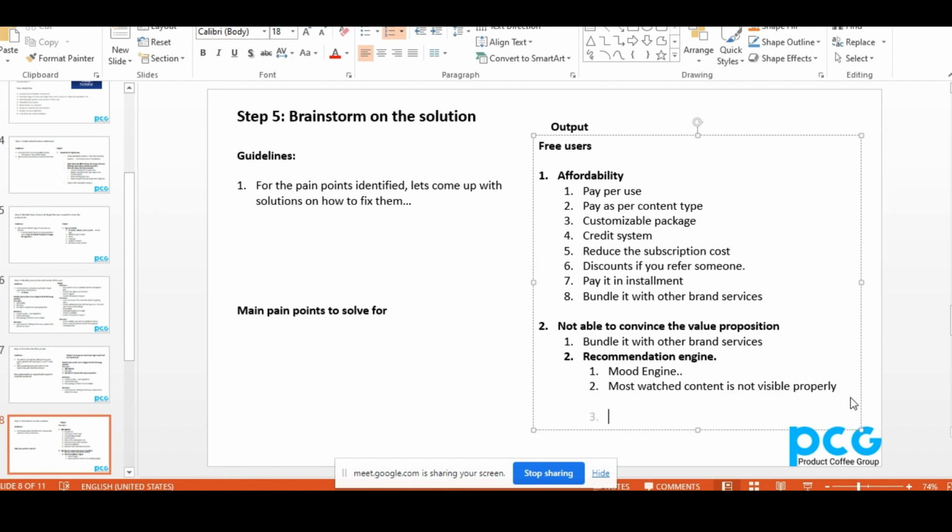Any other points, guys? How do you convince the value proposition to the users? Exclusivity, maybe, that comes from bragging rights. For example, Game of Thrones I think was available on HBO. So people who only had HBO would be able to say that they have seen the latest season of Game of Thrones. Got it, exclusivity. Yes. Any other points?